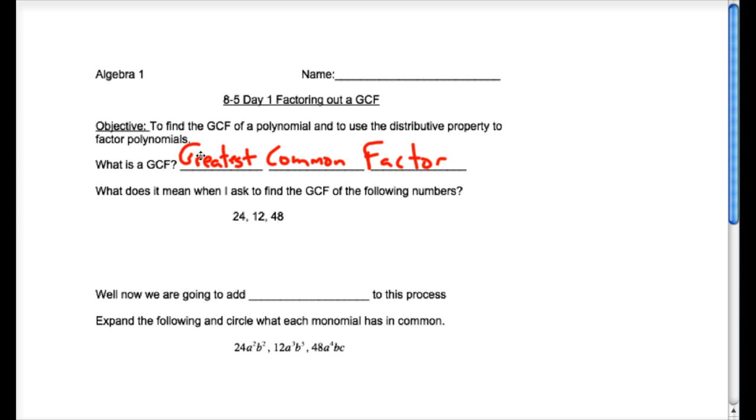All right. I ask you guys to find the greatest common factor of 24, 12, and 48. What does it mean? I mean, a lot of you guys can see it already. What are we looking for? Kevin, word it. The biggest number that goes into all three of them. That's a good way to say it. We're looking for the biggest number, guys, that goes into all three of 24, 12, and 48.